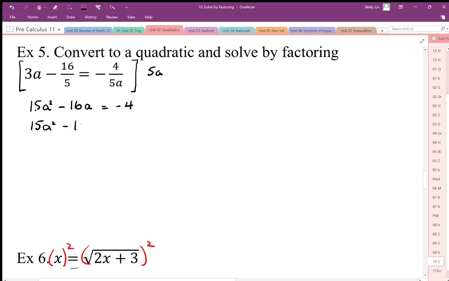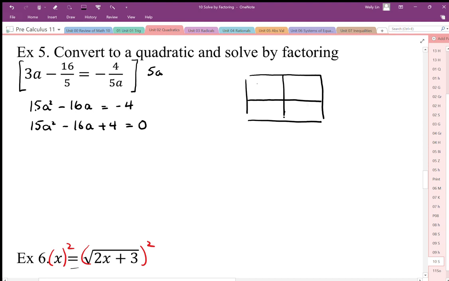If I want to factor this, it has to be equal to 0. And then to factor this, I've got a leading coefficient of 15. I have no common factors to take out. So here's 15a squared plus 4. My diagonal product is going to be equal to 60a squared. So the two numbers that multiply to positive 60 and add to negative 16 are going to be negative 10a and negative 6a, and that'll give me the positive 60 that I want.